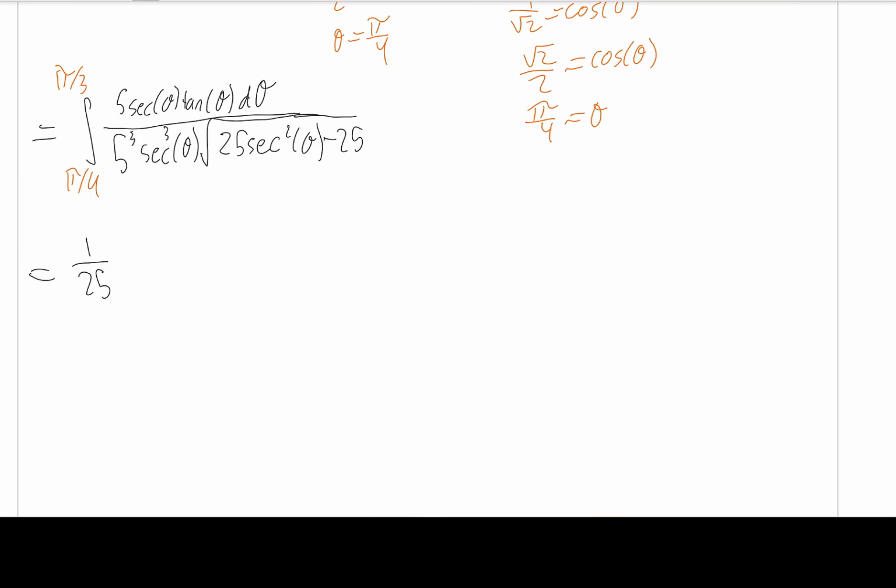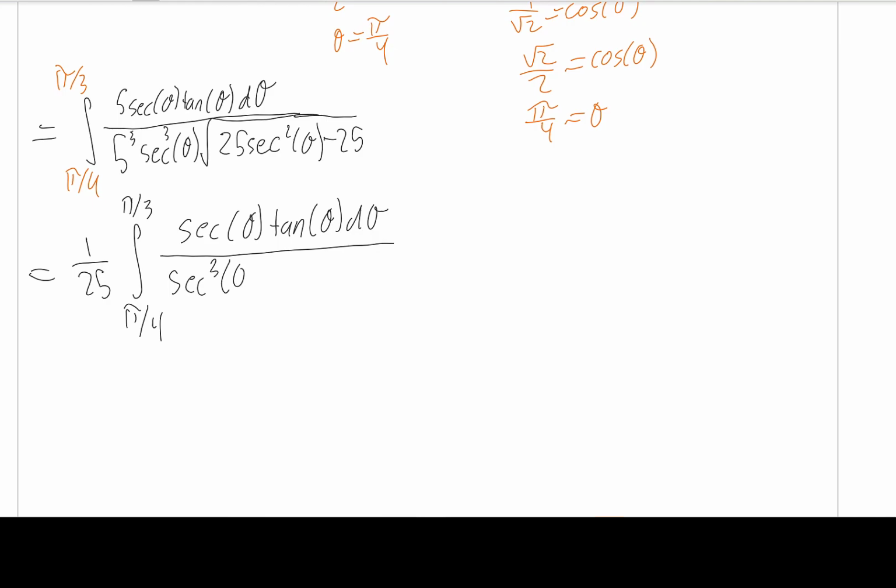So I get 1 over 25 times the integral from pi over 3 to pi over 4 of secant theta tan theta d theta over secant cubed theta square root, I can factor out a 25, so this becomes 25 secant squared theta minus 1.